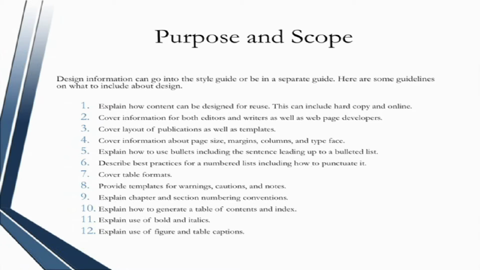5. Explain how to use bullets, including the sentence leading up to a bulleted list. 6. Describe best practices for a numbered list, including how to punctuate it. 7. Cover table formats. 8. Provide templates for warnings, cautions, and notes. 9. Explain chapter and section numbering conventions. 10. Explain how to generate a table of contents and index. 11. Explain use of bold and italics. And 12. Explain the use of figure and table captions.